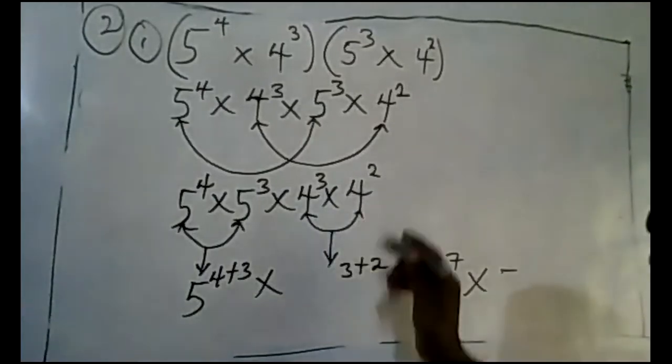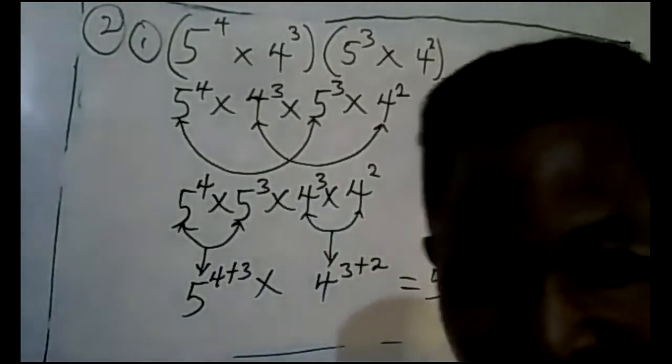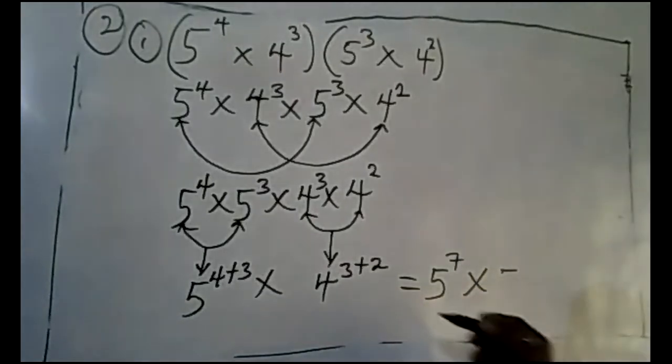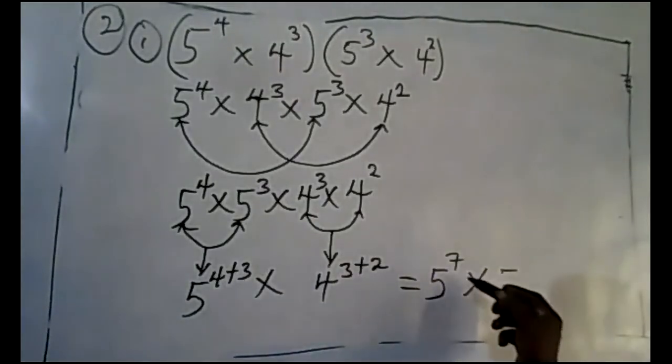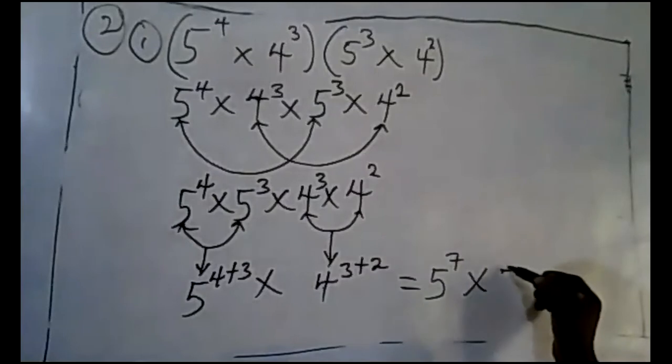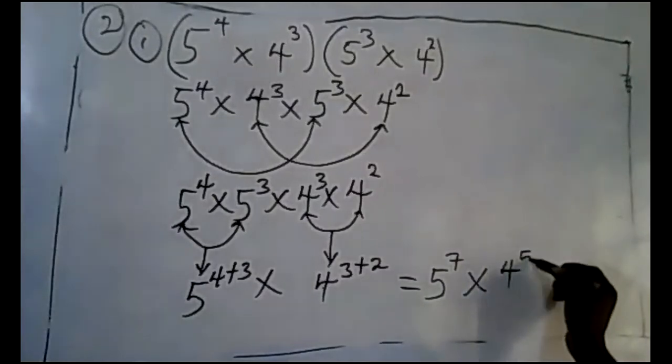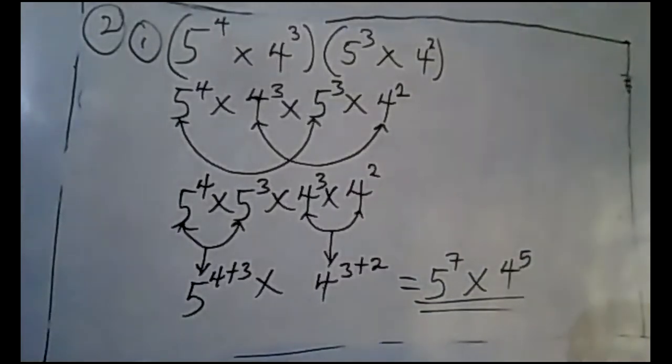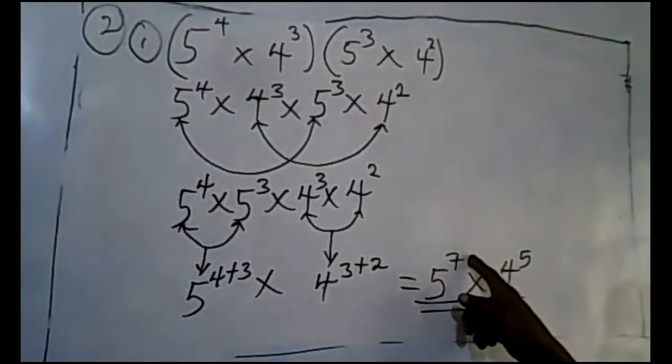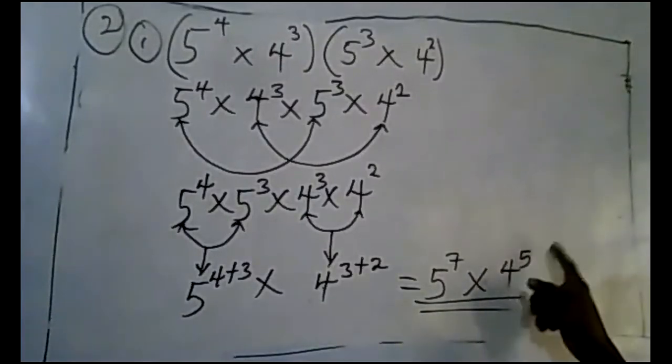this is supposed to be 4. Thank you for telling me that. So that will be 5 raised to power 7 times 4 raised to power 5. And that's our answer. Our answer is 5 raised to power 7 times 4 raised to power 5.